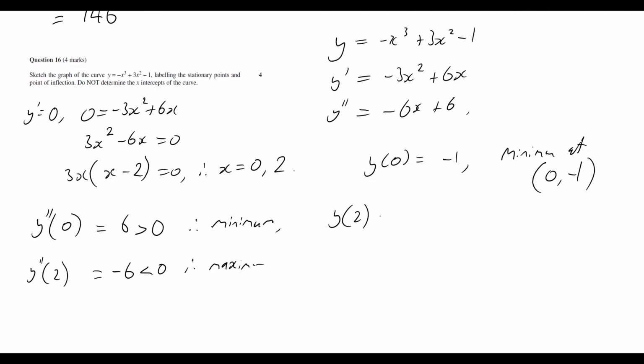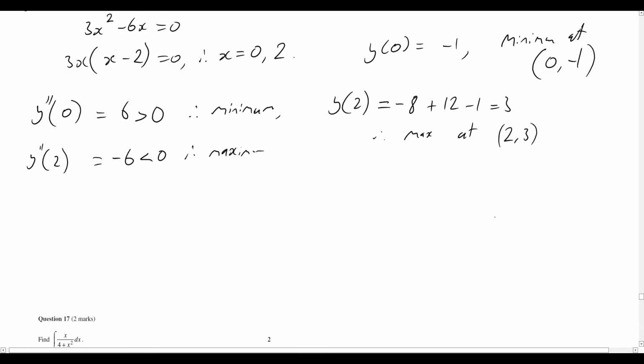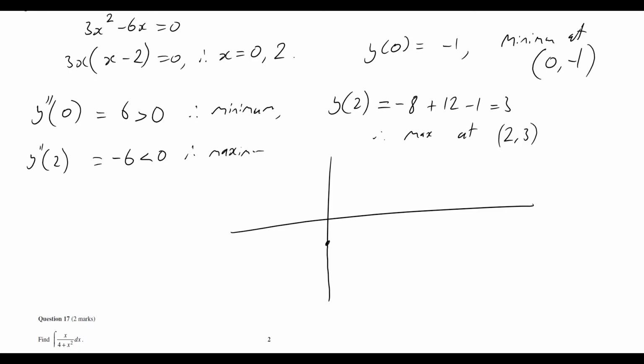Okay, now what about our maximum? So y of 2, that's going to be equal to minus 8 plus 3 times 4, so 12, minus 1. So that will give us a value of 3. So we can say, therefore, max at, and that was at (2, 3). Okay, fantastic. So now we've got our 2 stationary points there. So let's quickly draw up our Cartesian plane as such. And let's quickly draw those 2 points in. So we know we have (0, minus 1). And we also have somewhere over here, (2, 3).